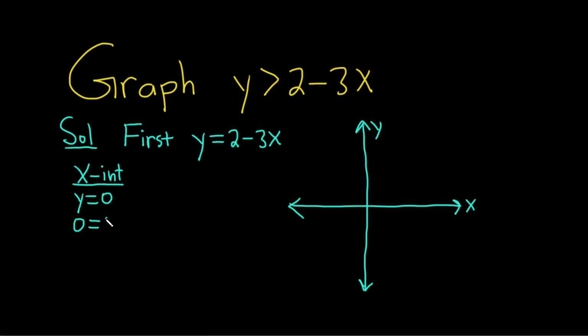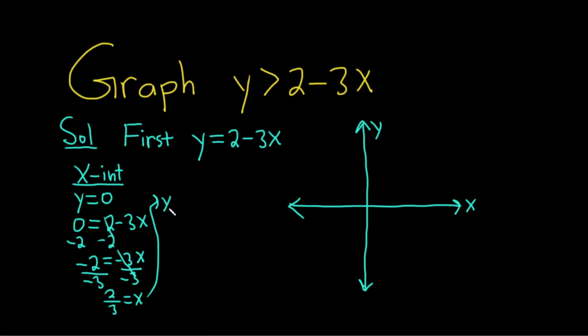So this is 0 equals 2 minus 3x. Then we can solve this for x. We'll subtract 2 from both sides, so minus 2, minus 2. We get minus 2 equals minus 3x. Again, to find the x-intercept, you set y equal to 0. Then just divide by negative 3. We get 2/3 equals x, which I'm going to write the other way: x equals 2/3. So when y equals 0, x is equal to 2/3.